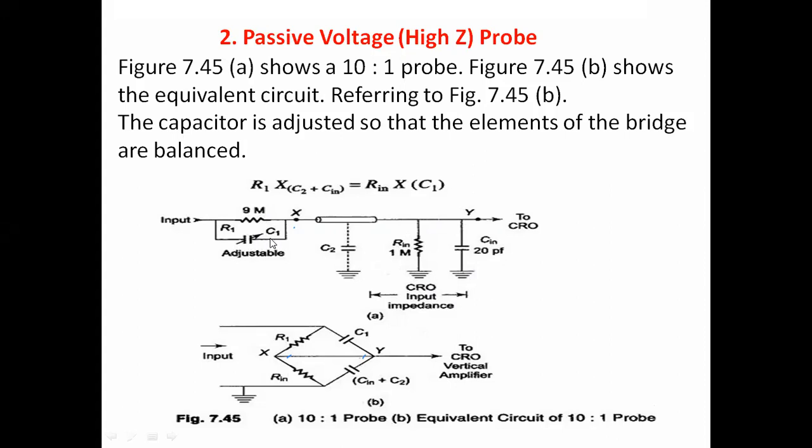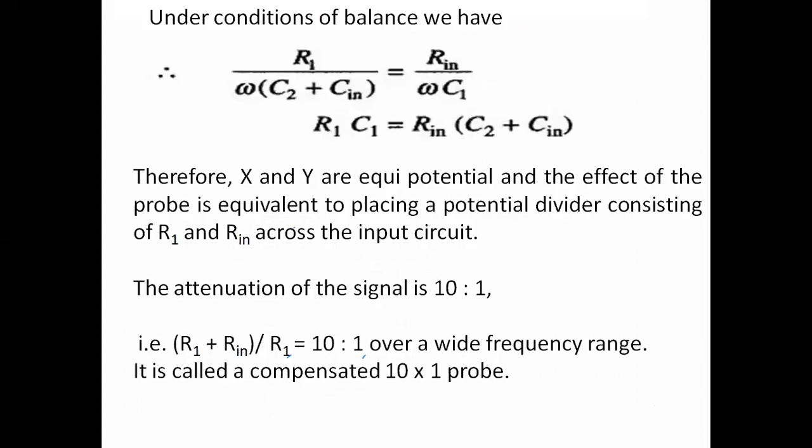So by changing this C1 value, we can reduce the capacitance value. Under the bridge balance condition, first we have to know the value of the overall capacitance C1. So by using this bridge balance condition, we have to find the C1 value. When X and Y are equipotential, the effect of the probe is equivalent to placing a potential divider consisting of R1 and Rin across the input capacitance.